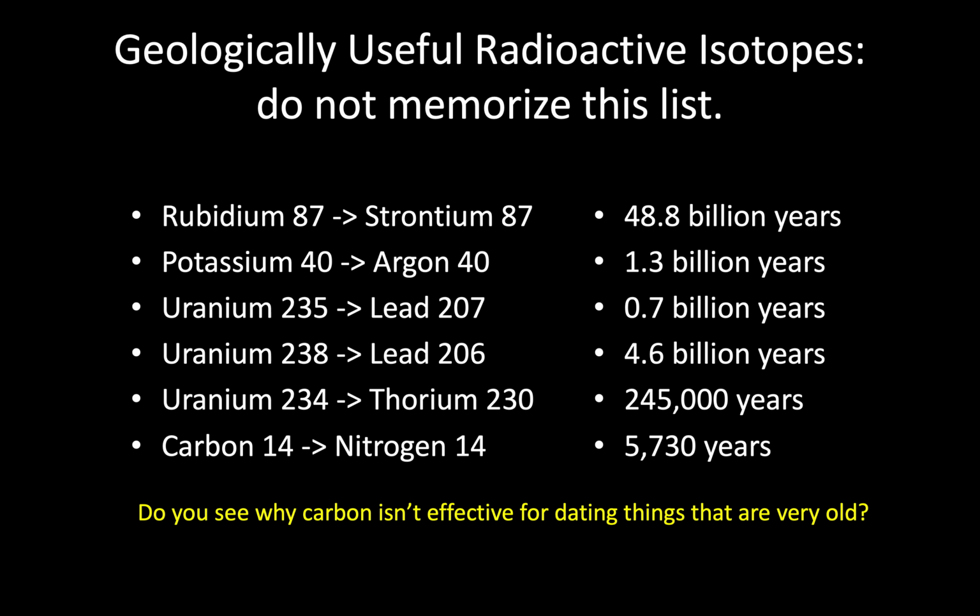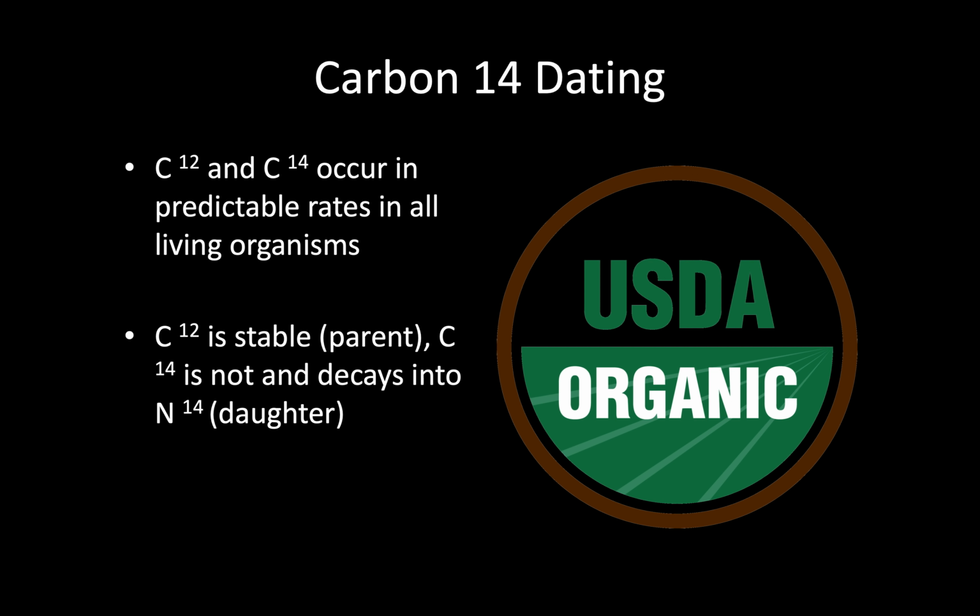Many people argue that radioactive dating doesn't work because carbon dating doesn't work very well for things that are very old. Of course it doesn't. Look at its half-life. After 70,000 years, there's only so much isotope left to be able to measure. So we generally don't use carbon dating for things that are very old. About 70,000 years is our general cutoff.